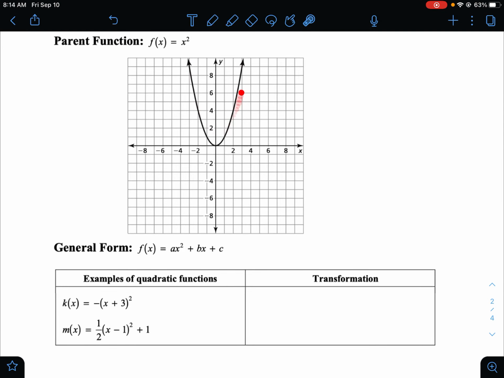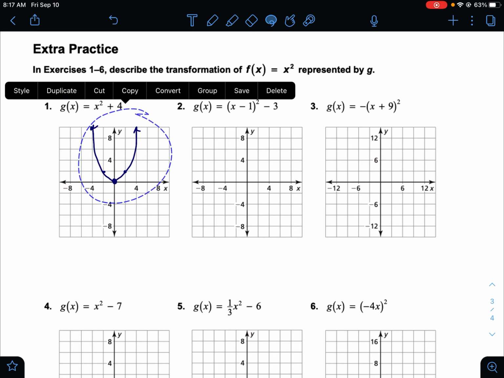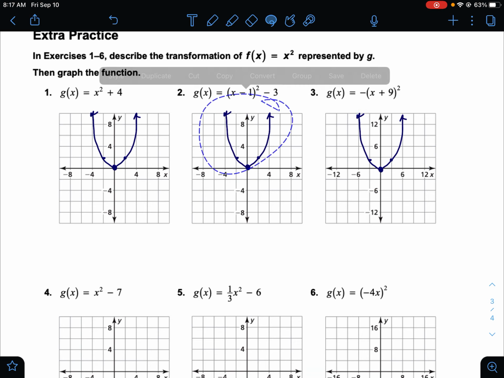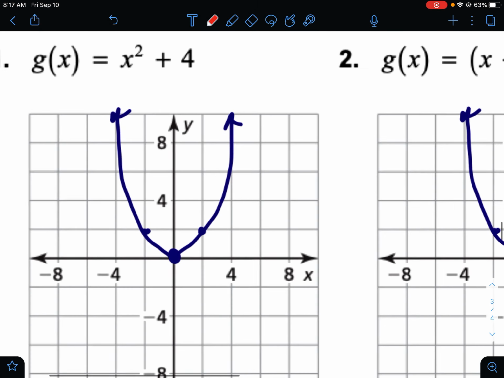So now what I'm going to do, because all of these need to have a parent function, I'm going to paste these. And so we have them in the right place there, and this one too. And now I can go ahead and draw the transformed functions for these. Since this one is up 4, I'm simply just going to move that up 4. These points are up 1 over 1 just for the first points, and then from there it curves.